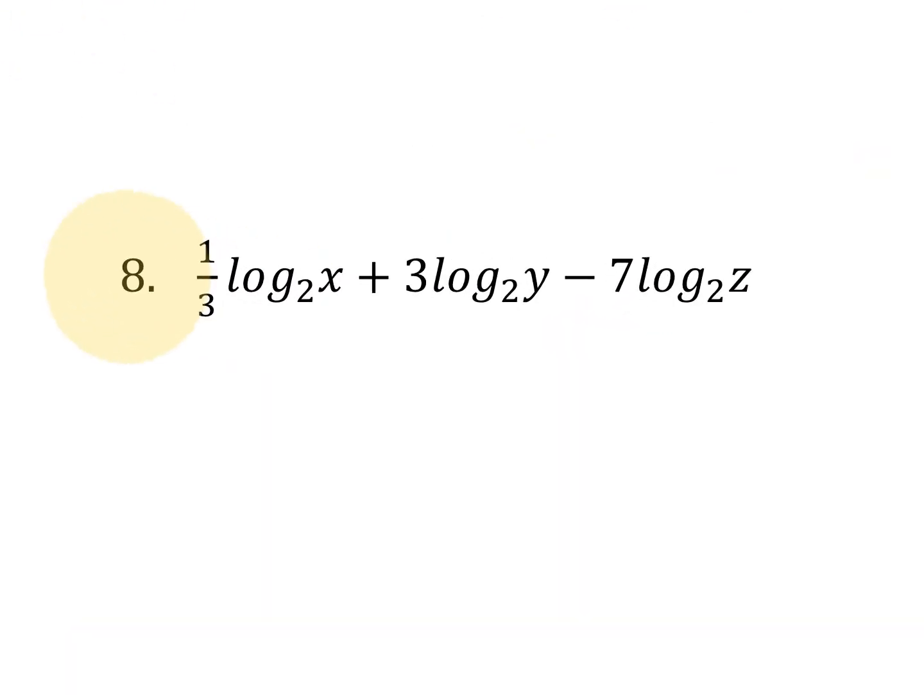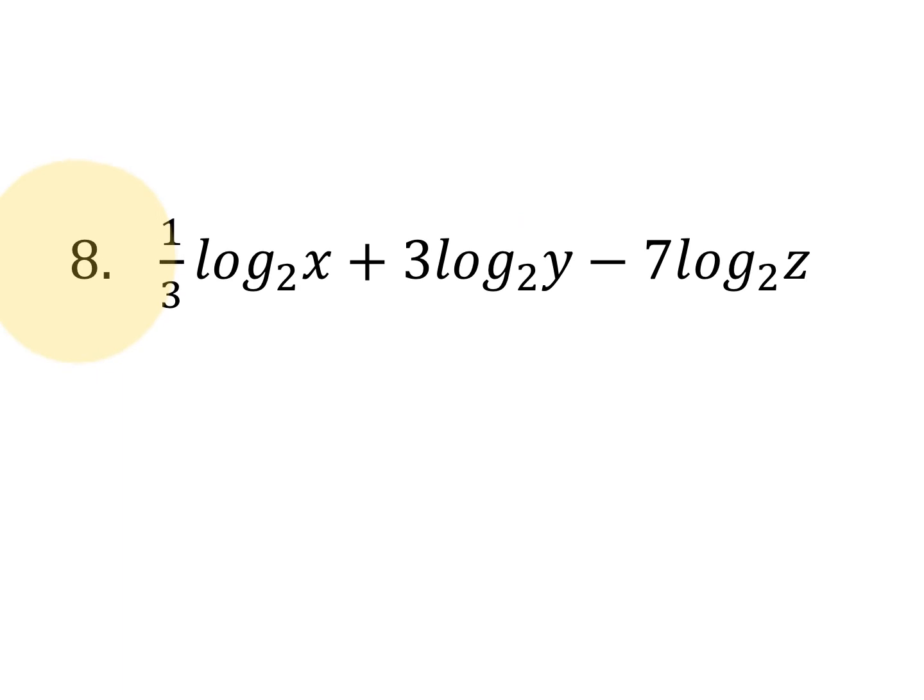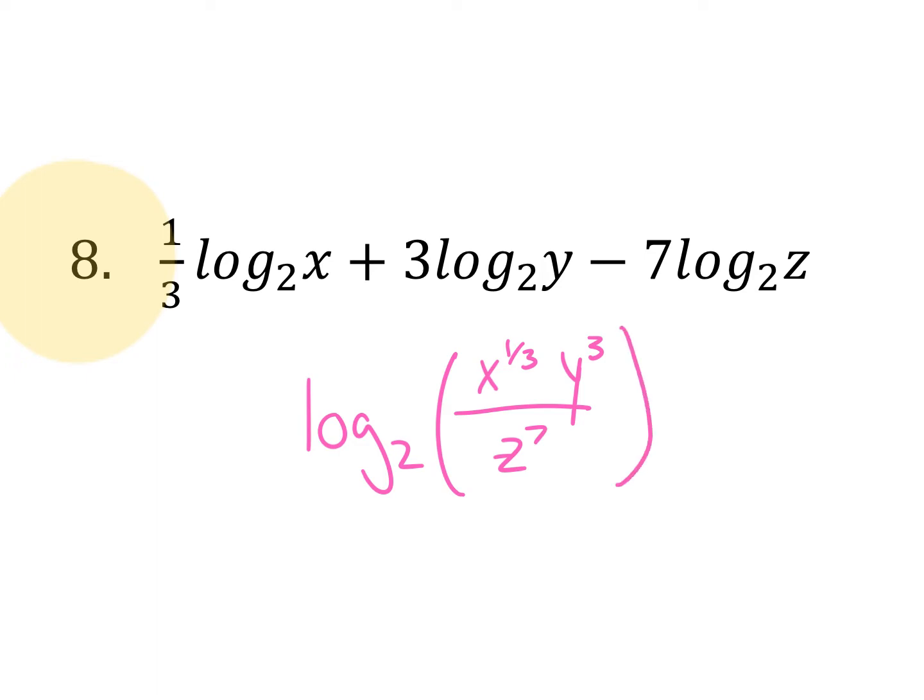So let's take a look at number 8. How can I condense this? Where should I start? Perfect. So the coefficients go up top as exponents. When you're adding, that means we multiply. When you're subtracting, that means you divide that number. Yes.